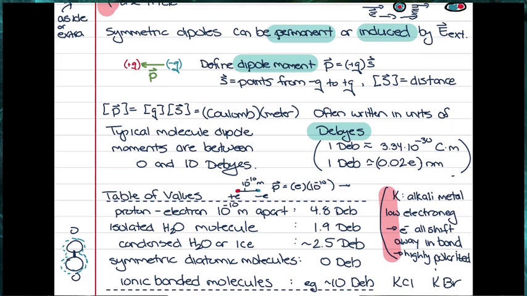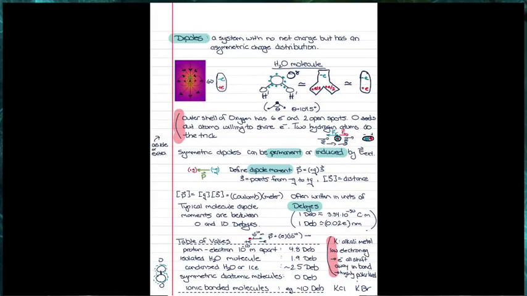So potassium chloride and potassium bromide have a dipole moment of about 10 debyes. And again, what's going on is that potassium is an alkali metal, which means it has a very low electronegativity. So it has an easy time, when it forms these bonds, just giving its electrons away, which creates a very highly polarized molecule.